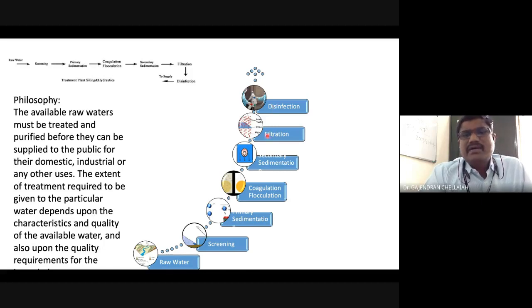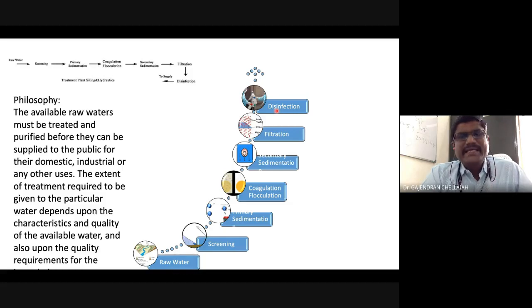After filtration, disinfection comes into the picture. In disinfection, we treat the water because we are going to convey it through some transit mode. Normally we do it through pipes. While conveying the water to the distributor or the consumer, during the transport time, there is a possibility of pollutants.